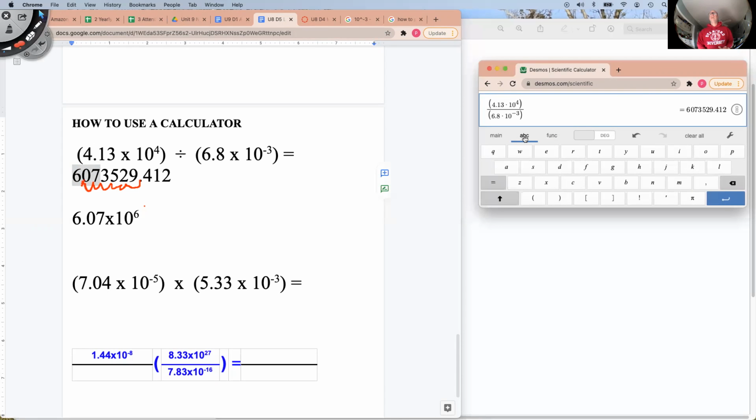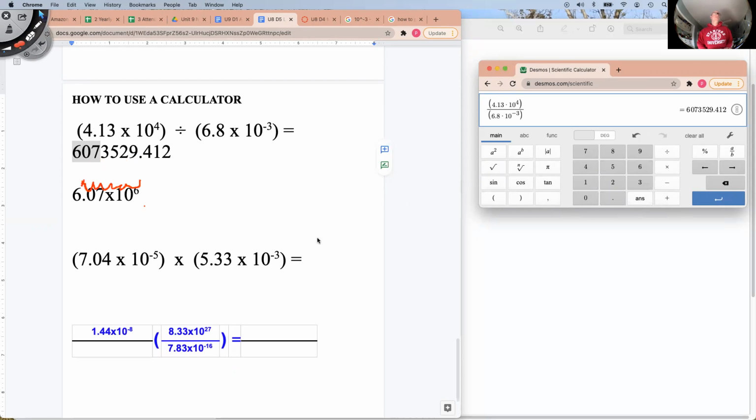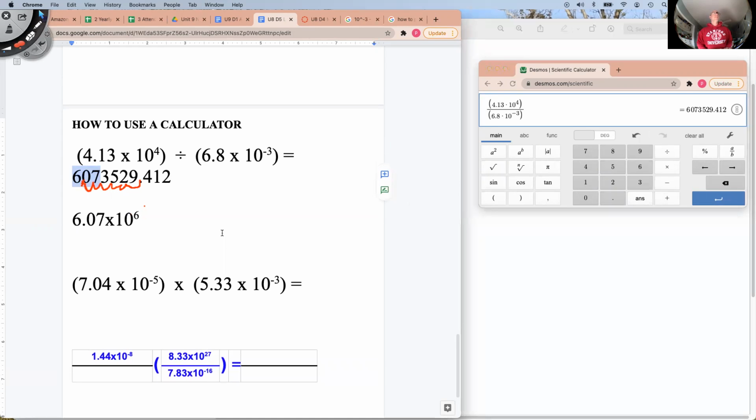I wonder if I can put it in scientific notation. I don't see it, but I will find that for you. And maybe you can't do it. Maybe we're always going to have to put it in scientific notation ourselves, which is great practice. All right, so let's take a look at this next problem here, ladies and gentlemen.